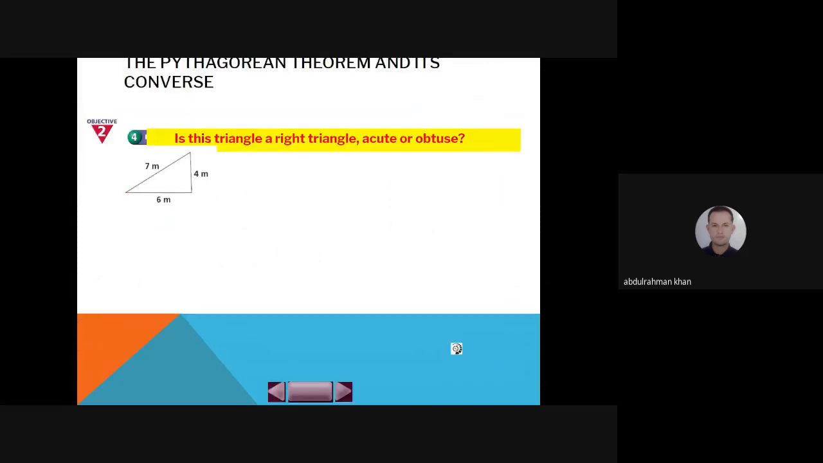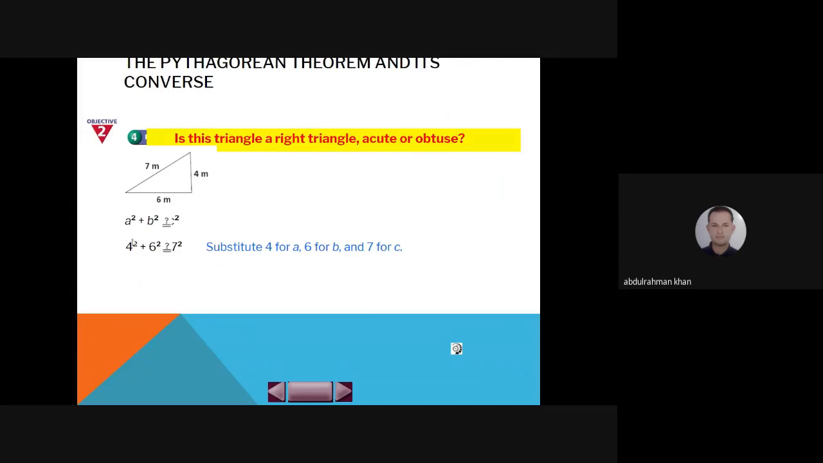Just look at the example. Is this triangle a right triangle, acute or obtuse? So what will we do? We will use the Pythagorean theorem: a square plus b square equals, question mark, c square. Now always the greater number will be the hypotenuse c. So just substitute the values. In place of a we will put 4, in place of b we will put 6, equals 7 square. If c square equals a square plus b square, then it is a right triangle.